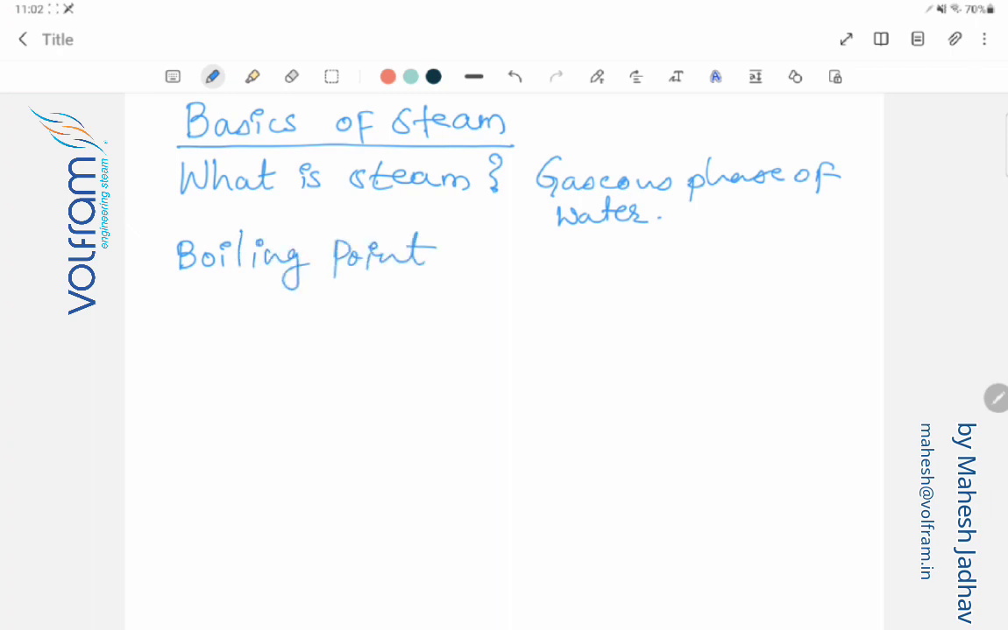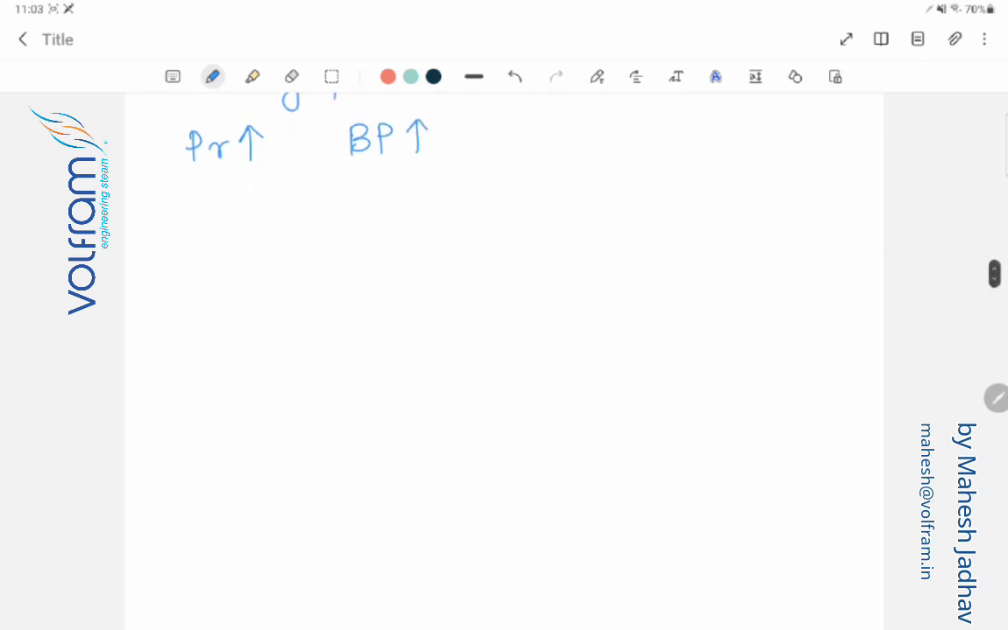So the point at which this water gets converted into steam is called boiling point. Now this boiling point is not constant. It changes with pressure. As the pressure increases, boiling point also increases. Now we'll see what are the applications of steam.